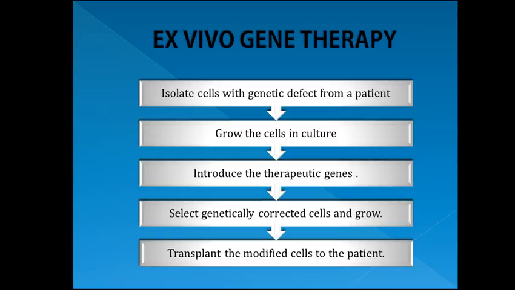Ex vivo gene therapy. First, isolate cells with genetic defect from a patient. Second, grow the cells in culture. Then, introduce the therapeutic genes. Then, select genetically correct cells and grow. And last, transplant the modified cells to the patient.